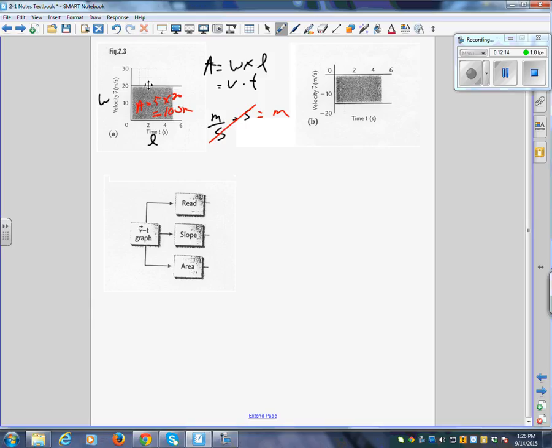If the velocity is negative, as in figure 2.3b, the displacement is also negative. This one here, can you see that it's below 0? So the displacement here is the area. Looks like it's going to be 5 times minus 15, minus 75 meters. It's traveling at minus 15 for 5 seconds.